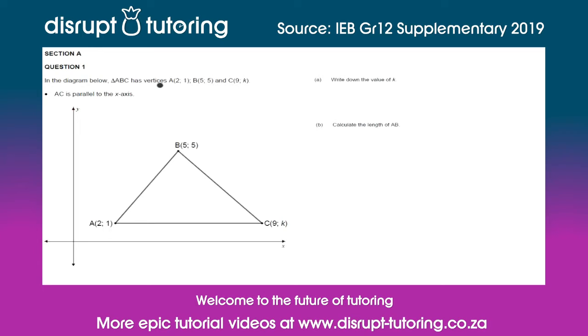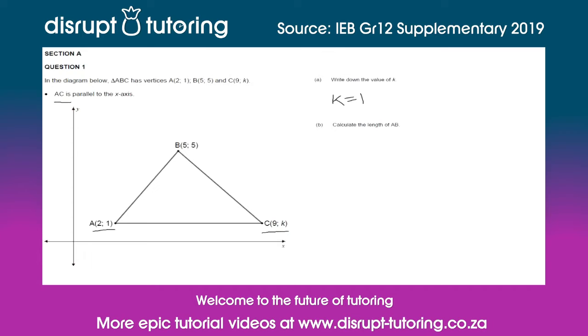This question gives us a diagram of triangle ABC, and question A asks us to write down the value of K. We can see here that this vertex C gives us K, which is your Y value, and because they've told us that line AC is parallel to the x-axis, we know that the Y value of A and the Y value of C are equal. We can see there that the Y value of A is 1, so therefore K equals 1.